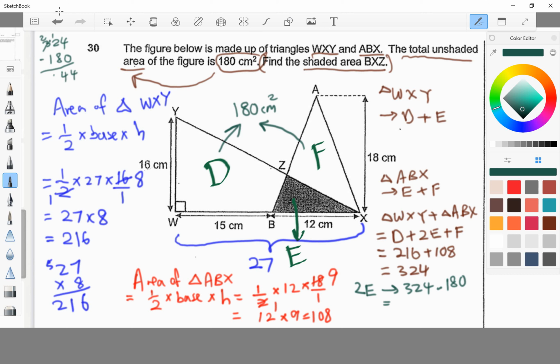So 144 is a very, very common mistake made by students, because the answer is not 144. It is something else, because to find E, which is what we need to find, we actually got to take this 144 divided by 2. Since double of E is 144, I'll be able to find that E itself, the shaded area BXZ, is actually 72. And this means that with everything completed, I have arrived at my answer.